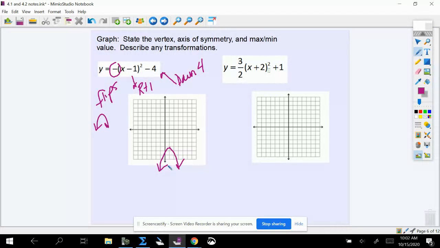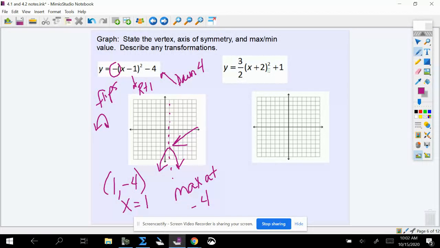Your vertex then is going to be at the point (1, -4). Your axis of symmetry is going to be x equals 1. That's going to be the vertical line that splits it in two. You don't have to draw it, but I do want you to understand what it's representing. And this vertex is going to be a maximum because it's the peak. And we would say the maximum happens at -4 because that's the highest it ever gets.